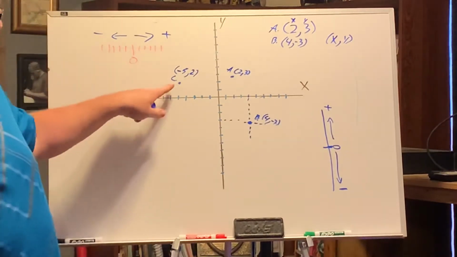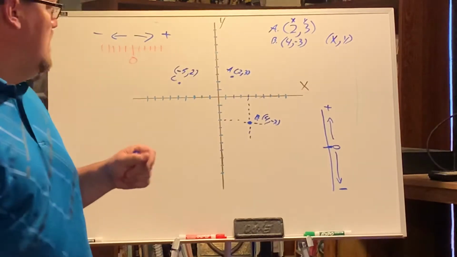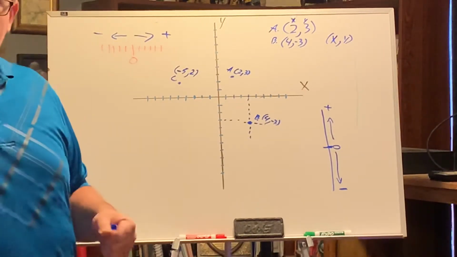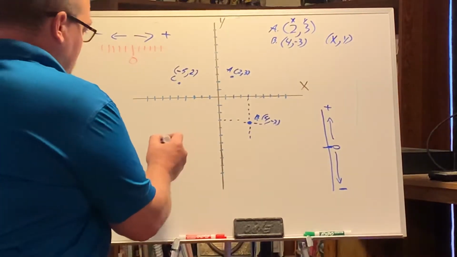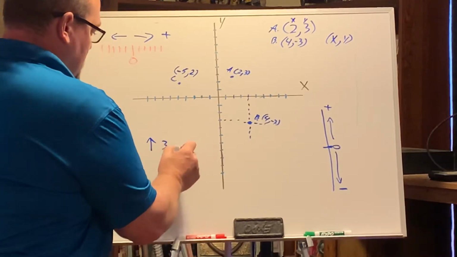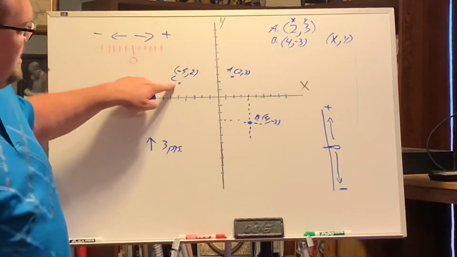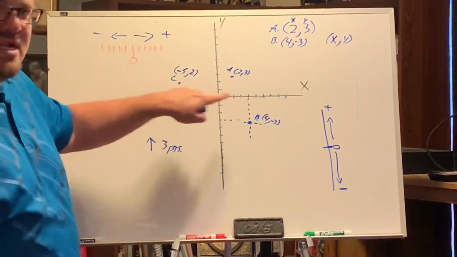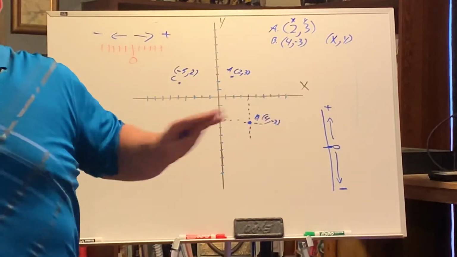So let's take our point C, negative 5, 2, and let's say we're going to move it up 3. So directions say move it up 3. So we're going to go up 3 points. Now, if we're starting from C, we have a negative 5 on the X. Is that going to change? No, because X is left to right.